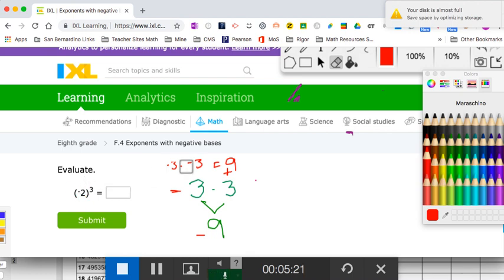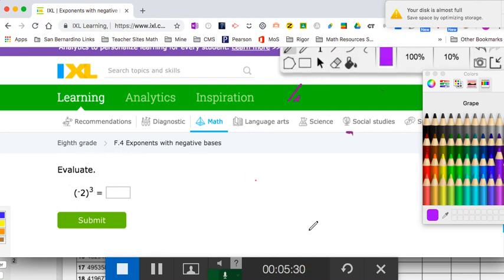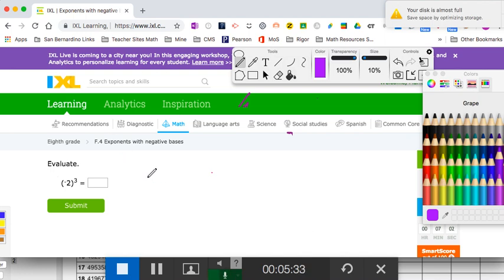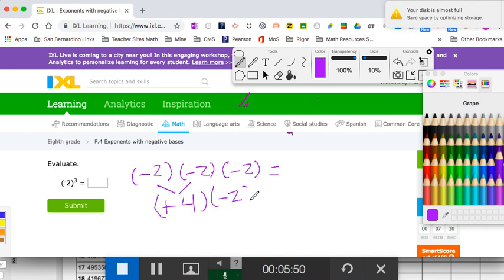All right, next problem. Check this out. Parentheses, is that negative being repeatedly multiplied? Right, that negative is being repeatedly multiplied. This is -2 times -2 times -2, right? And what do we got here? A negative times a negative is a positive 4. Times what? This is just multiplication, right? -2. A positive times a negative is a -8. Okay, so your answer is going to be -8.